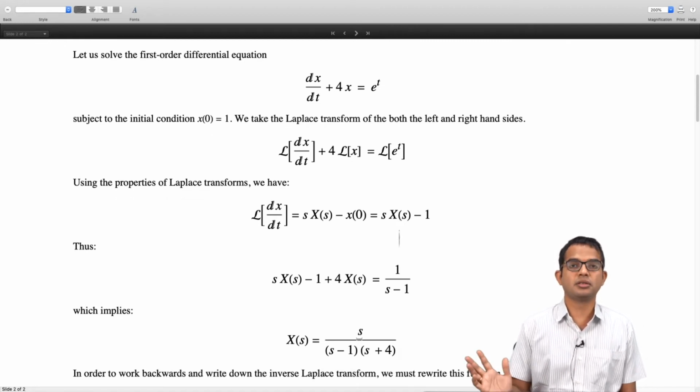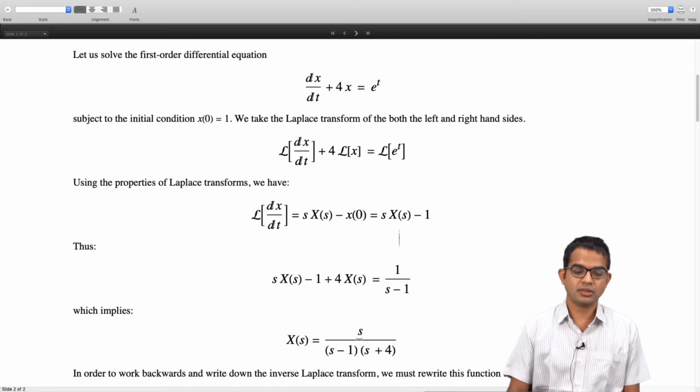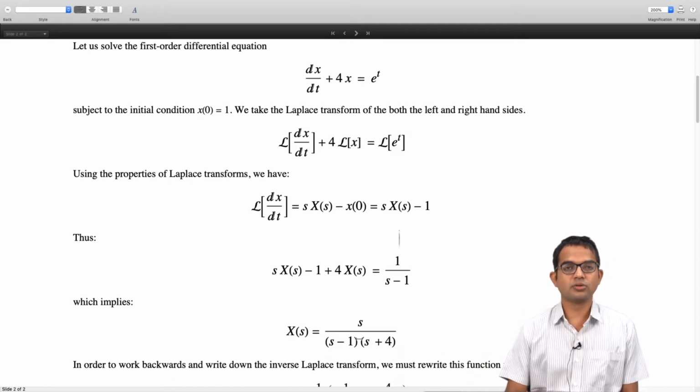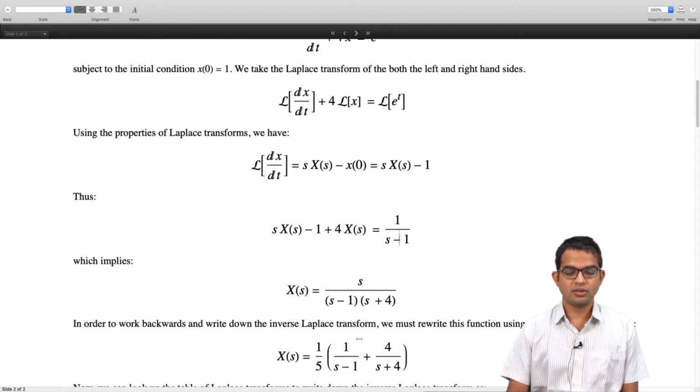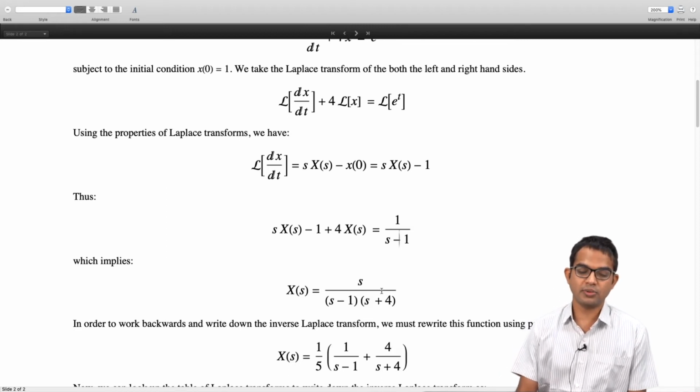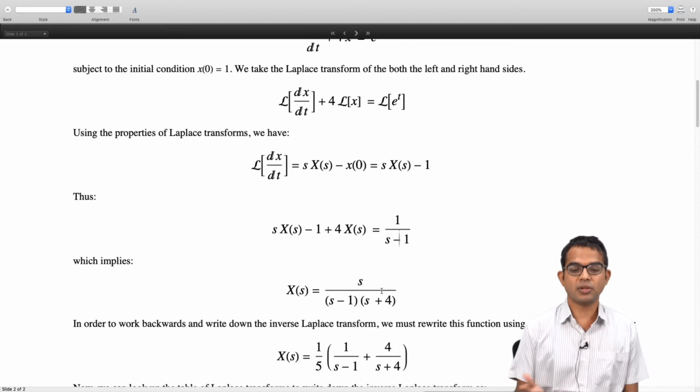Right? So all that is left is now to work backwards and work out the inverse Laplace transform of this function X of s, and we'll be done with the initial conditions. Everything is inbuilt. So the way to do this, we recall, is using partial fractions. So we write it as some alpha divided by s minus 1 plus beta divided by s plus 4, and then we have to match the coefficients. And so in fact you can work out in this case that alpha is 1/5 and beta is 4/5.